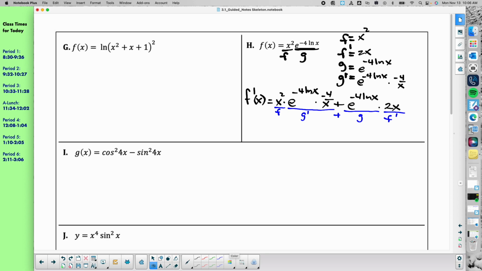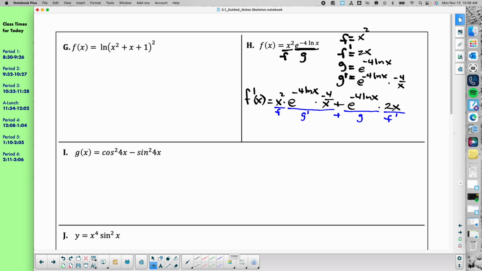Basically, factor things out if you can. Move negative powers if it has any. Combine like terms if it has any. You just do anything you can. That's pretty much what simplifying is.